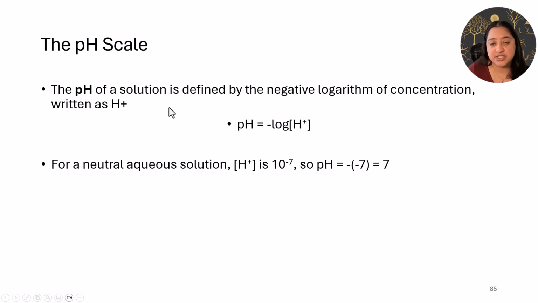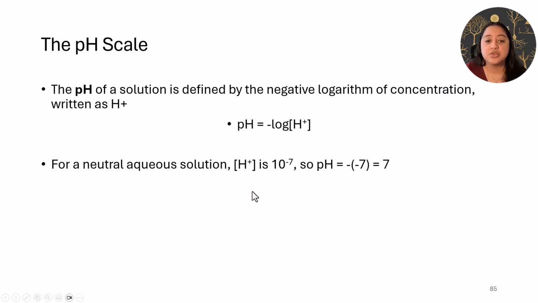So the pH of a solution is defined by the negative logarithm of the concentration of hydrogen ions. So for the hydrogen ions, you would do the log, but you would actually do the negative log. You don't really need to know that much about the specifics of how the pH scale works for this class, but it's good to know the theory behind it. It's based on how many hydrogen ions are in a solution, and then it's the negative log.